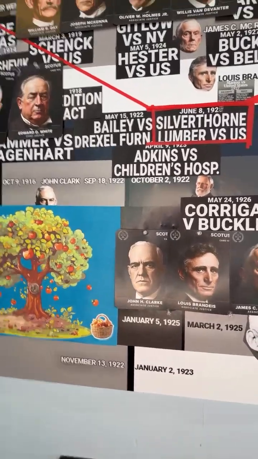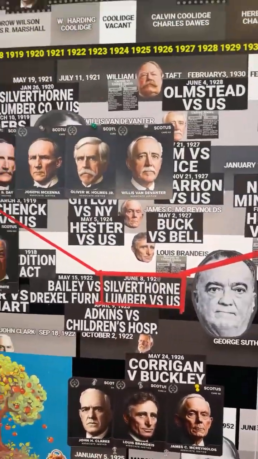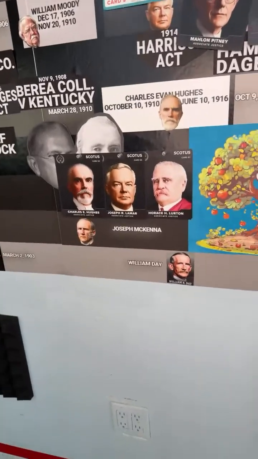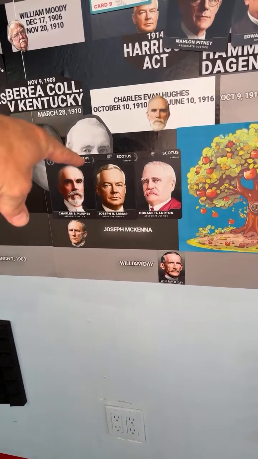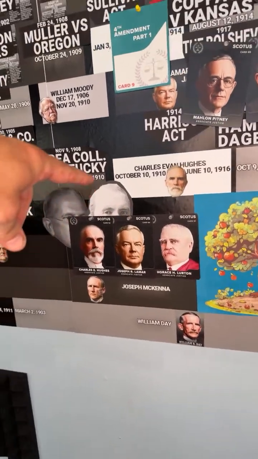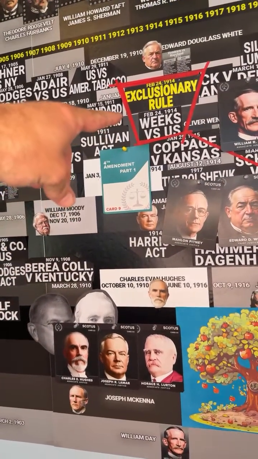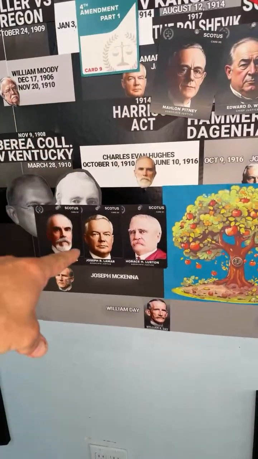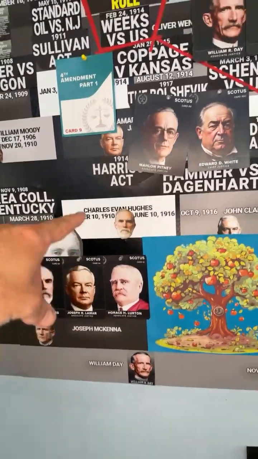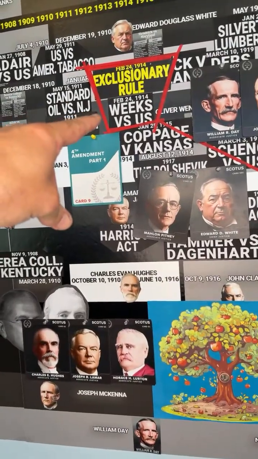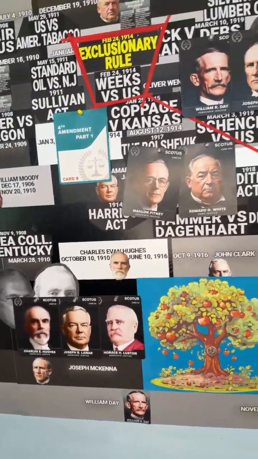So now this is really important because over that time period of Silverthorne Lumber Company, these three justices here, Charles Evan Hughes, Joseph Lamar, and Horace Lurton, they vote in the affirmative in the Weeks case that evidence that is got illegally without a warrant should be excluded. These three justices voted that way in 1914, Weeks versus United States.